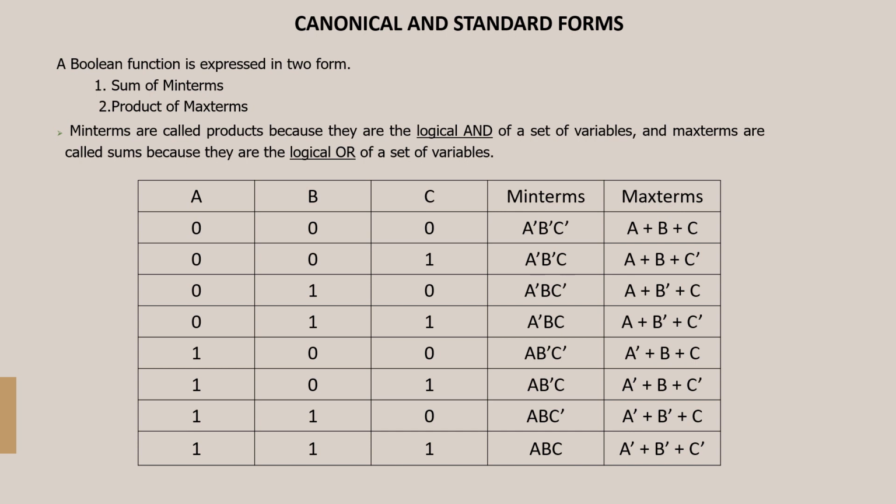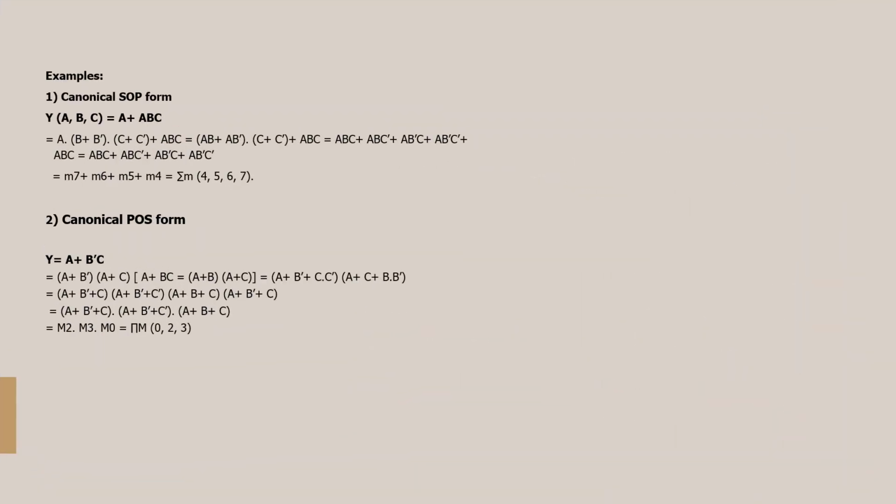In this tabular column, here is a representation of minterms as well as the maxterms. Minterms are nothing but the sum of product terms and maxterms are nothing but the product of sum terms. Let us have some examples of a canonical SOP form as well as the canonical POS form.